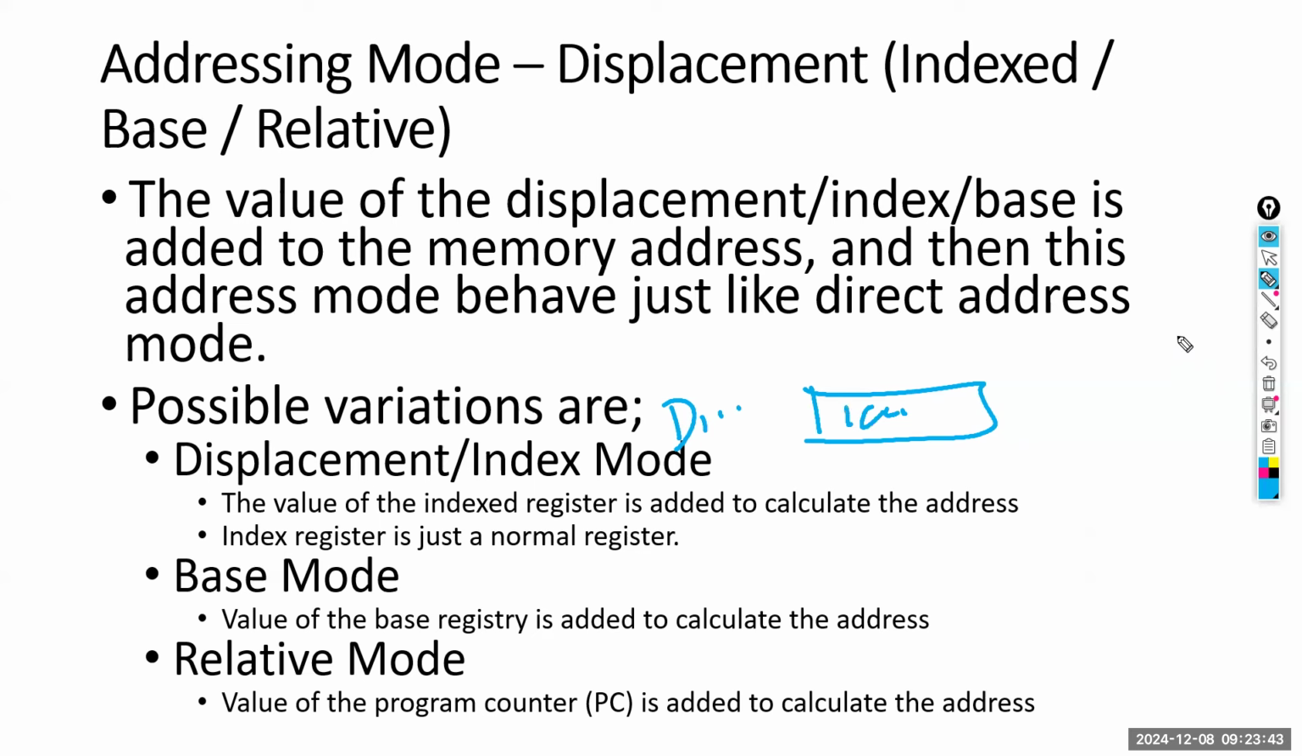Then after you add the value in this displacement register or index register or base register, from that point onward it is like direct. Right? Direct means you go to that address and get the data. But you need to add this displacement value. Okay.